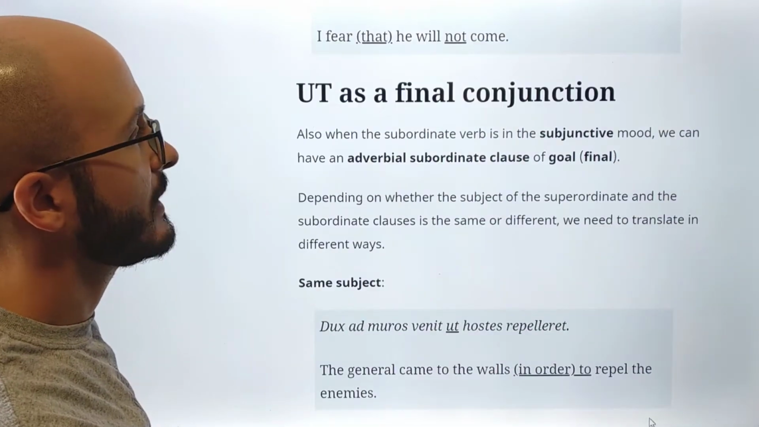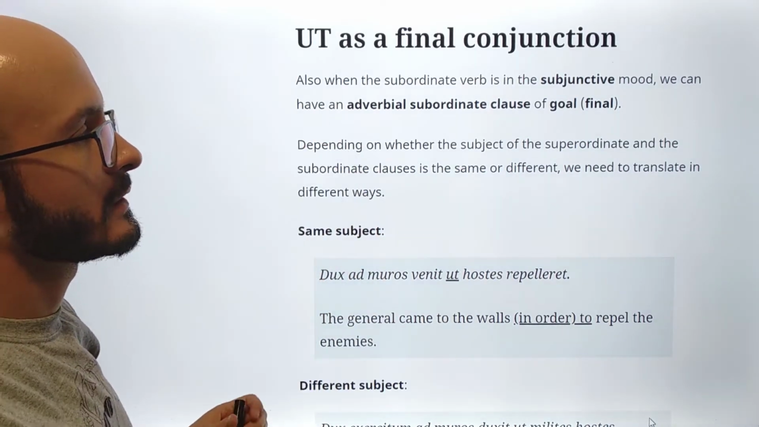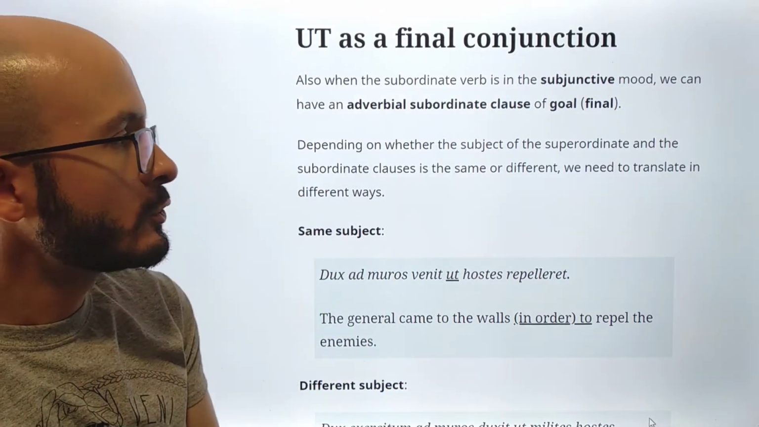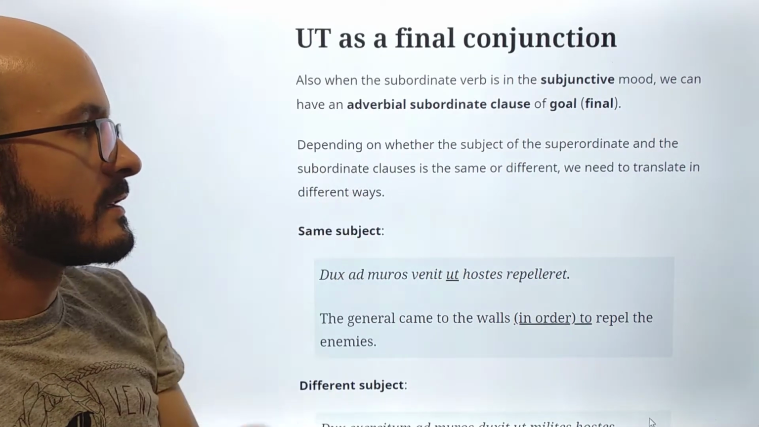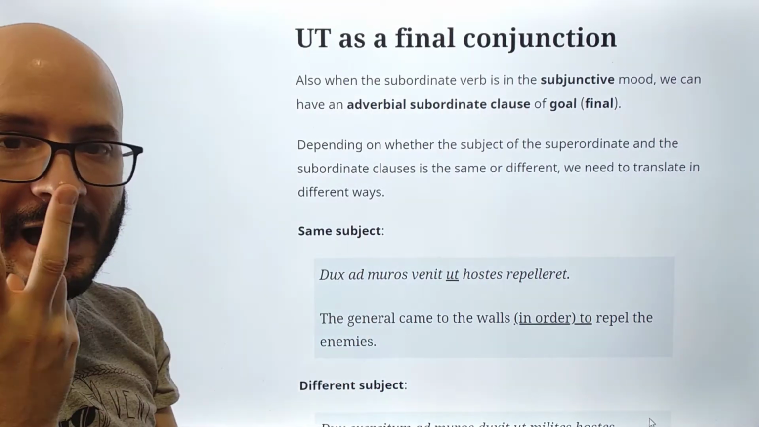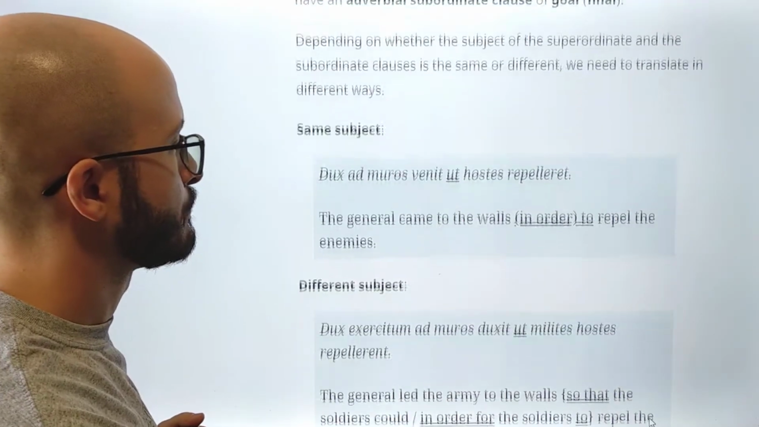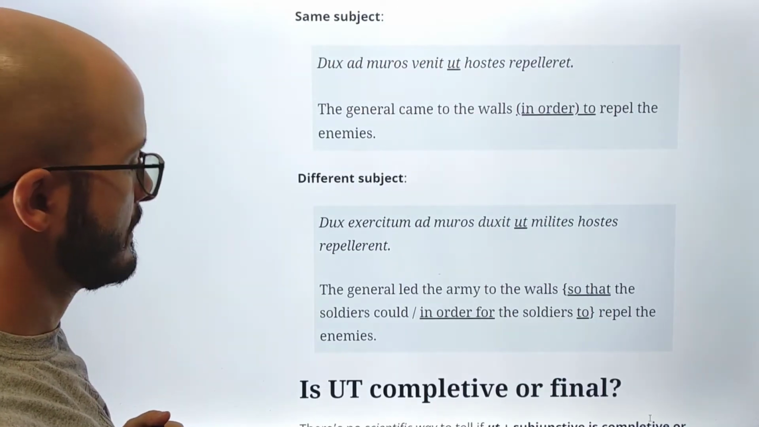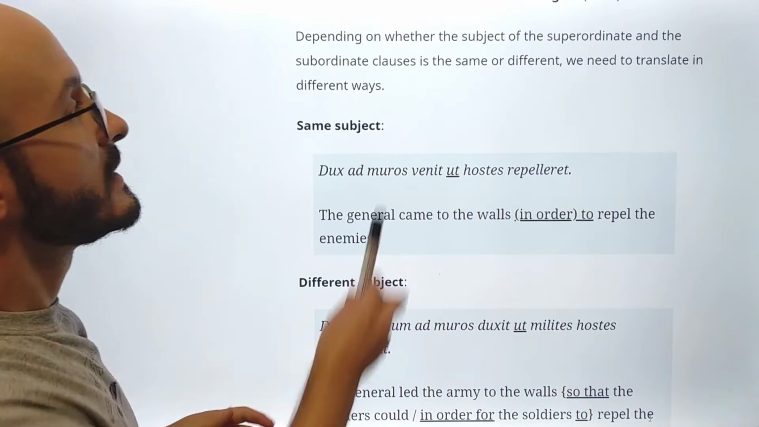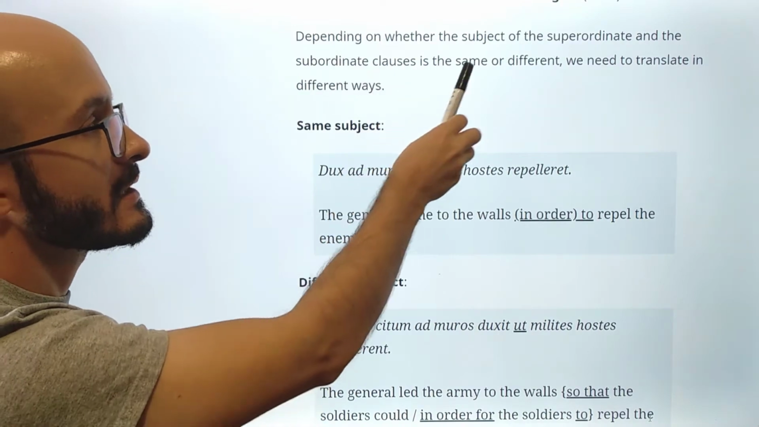Then ut as a final conjunction. Also, when the subordinate verb is in the subjunctive mood, we can have an adverbial subordinate clause of goal, or final, whatever. Depending on whether the subject of the superordinate and the subordinate clauses is the same or different, we need to translate in different ways. Okay, so that's why I had the same sentences twice, because there is a difference, and we will see. So, same subject, different subject. Again, depending on whether the subject of the superordinate and the subordinate clause is the same or different.